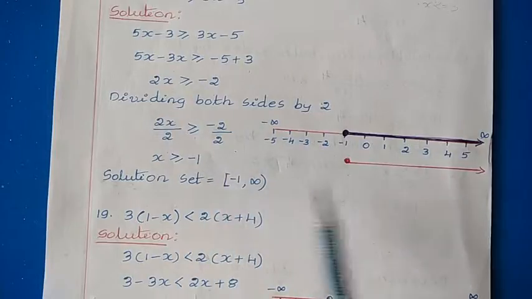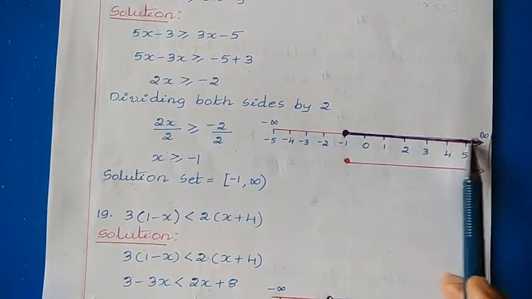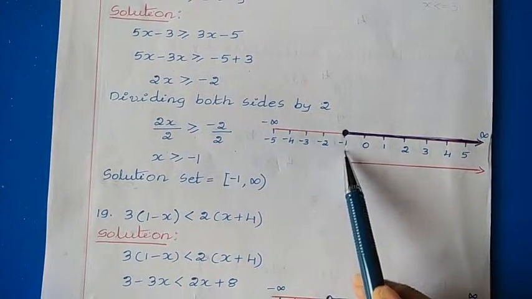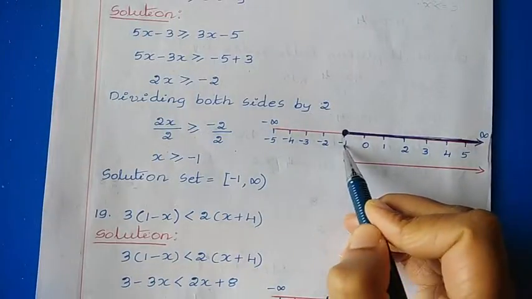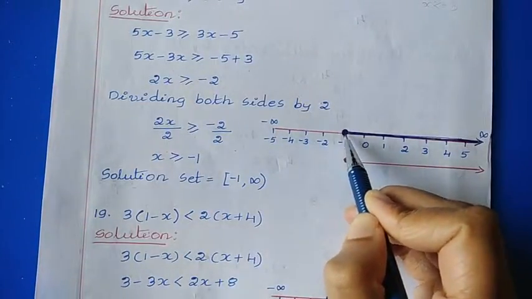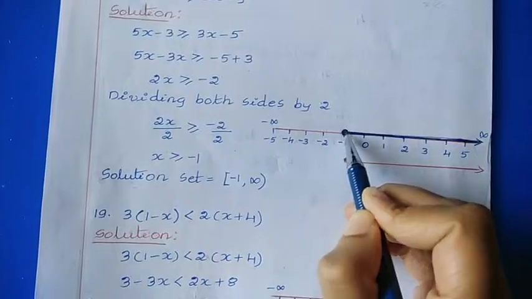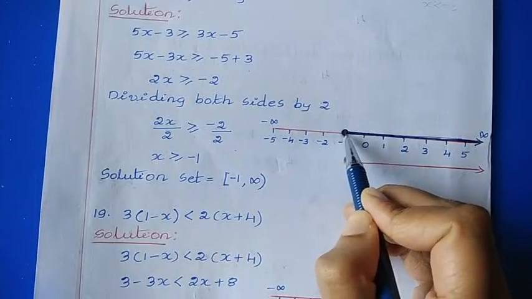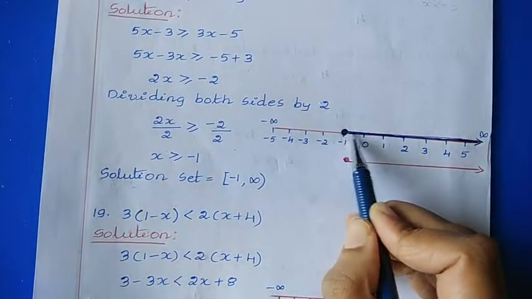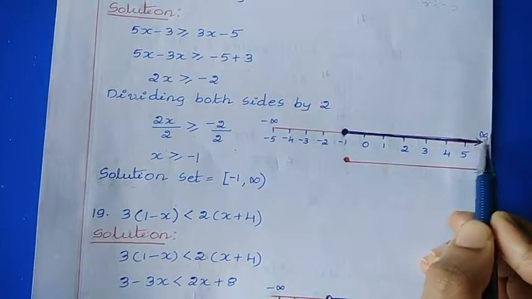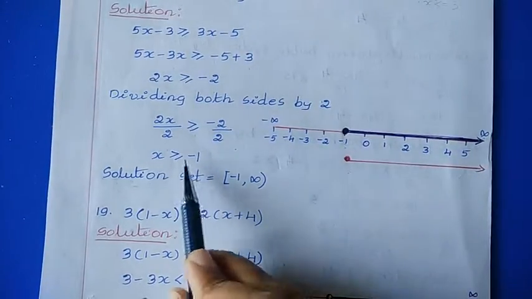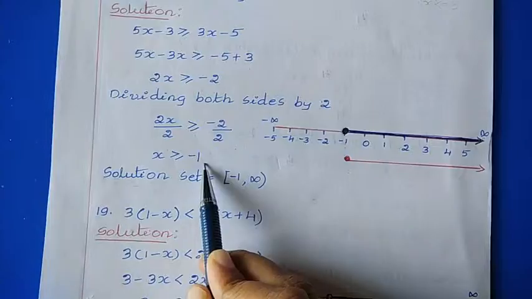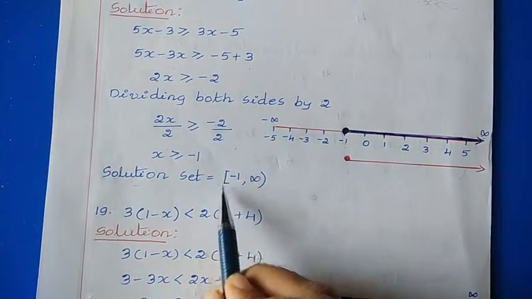x is greater than or equal to minus 1. See, take a number line. x is greater than or equal to minus 1 means minus 1 is also included. So you can represent it this way, using a shaded dot or a solid circle. From here it will go up to plus infinity. So now the solution set you can represent in this way.